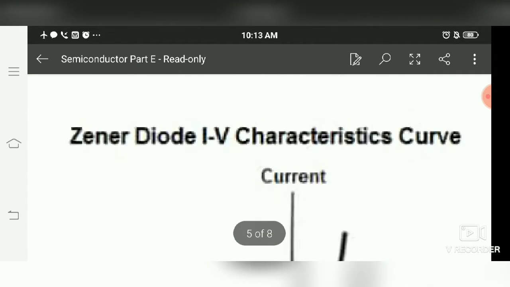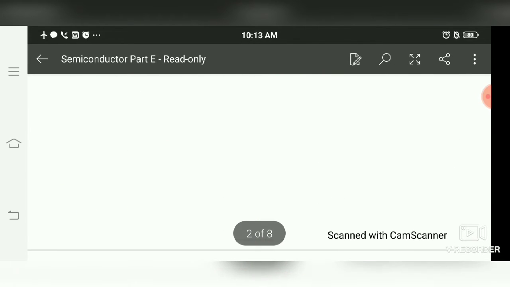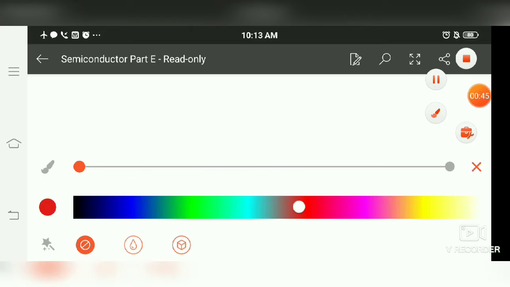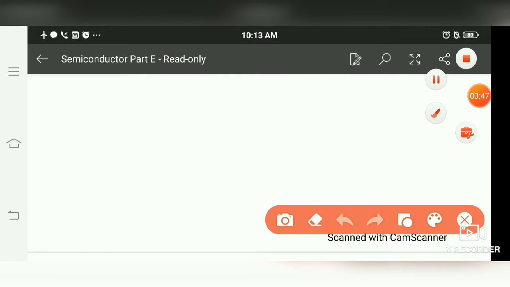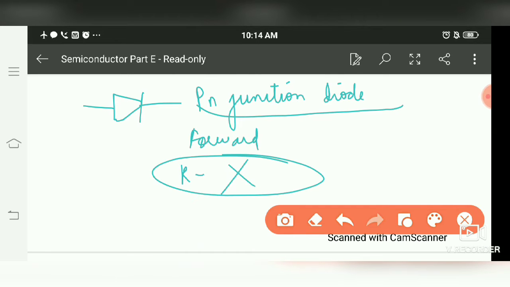First of all, if we talk about the junction diode, that is our simple diode, which is represented by this symbol. PN junction diode. As it is quite clear, in forward biasing it works properly, but during reverse biasing there is a complete breakdown of the material due to which it does not work. So a PN junction cannot work in the reverse region.